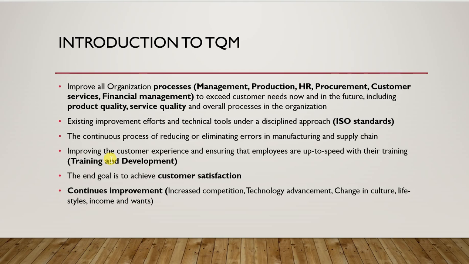TQM is also focused on improving processes under a disciplined approach. So you might have heard of ISO certifications, and if you have seen some products that have these ISO certified logos on them, we have ISO 9001, which means quality management system, which ensures that a company or organization complied with quality management systems. And we have ISO 22000, which is food safety management system.